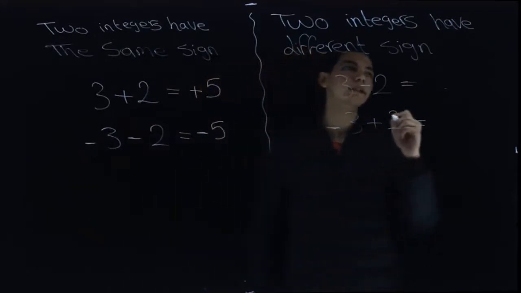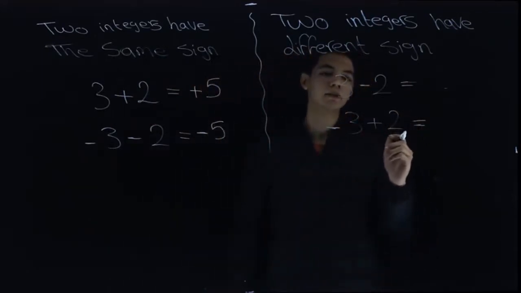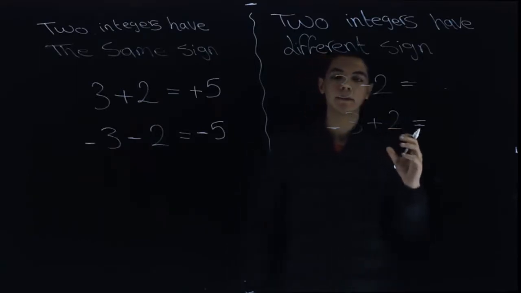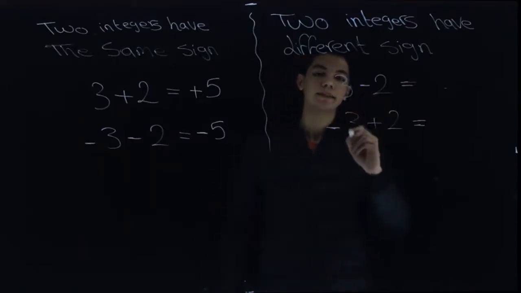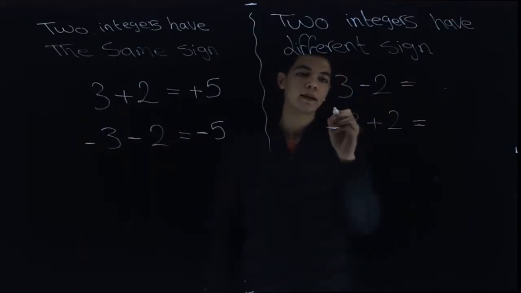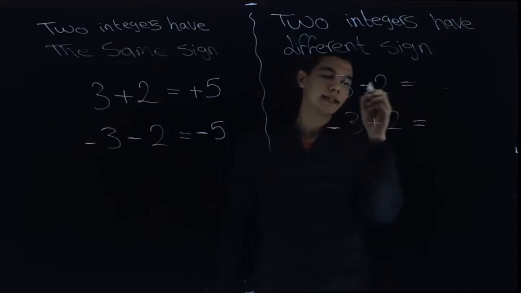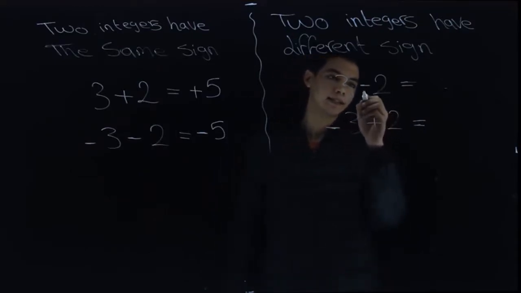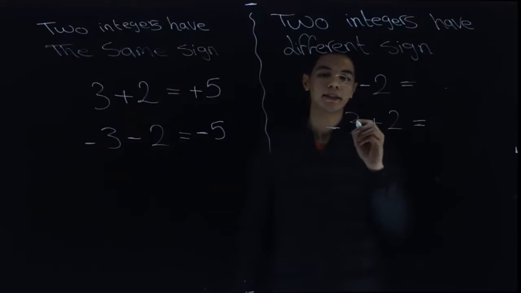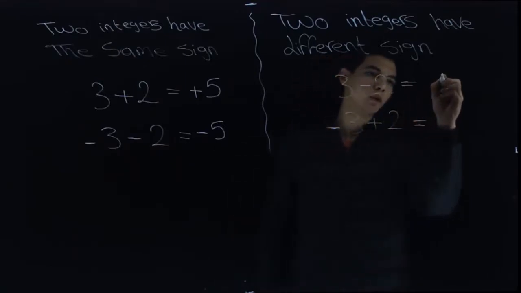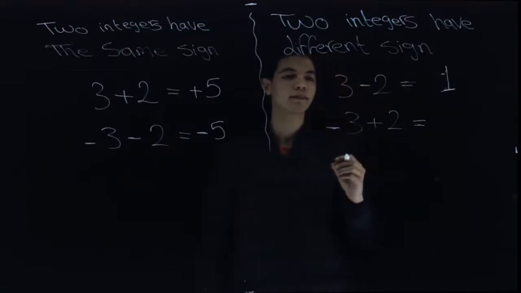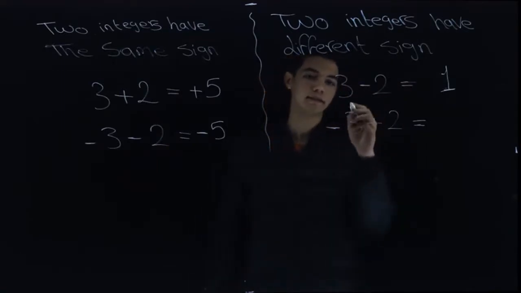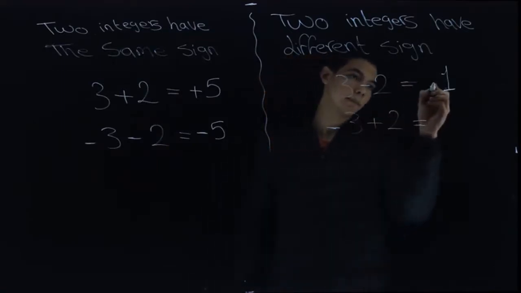If we have two integers that have different signs, we subtract them and put the sign of the greatest number. As example 1, we have 3 plus negative 2. The first integer is 3 with a positive sign, the second integer is 2 with a negative sign. So we subtract them. 3 minus 2 equals 1. And we give the answer the sign of the greatest number. The greatest number here is 3. So the answer is positive 1.